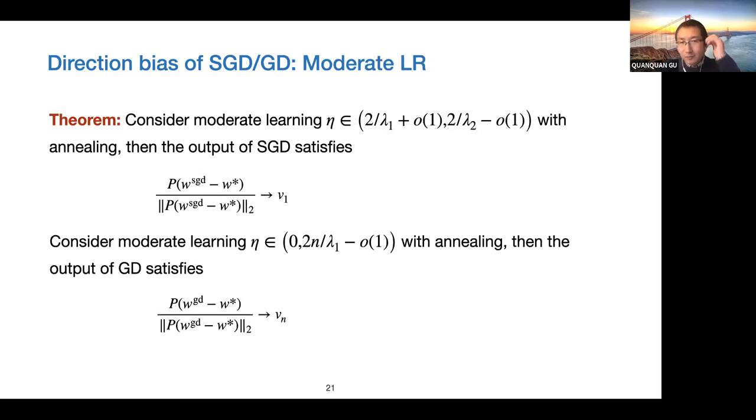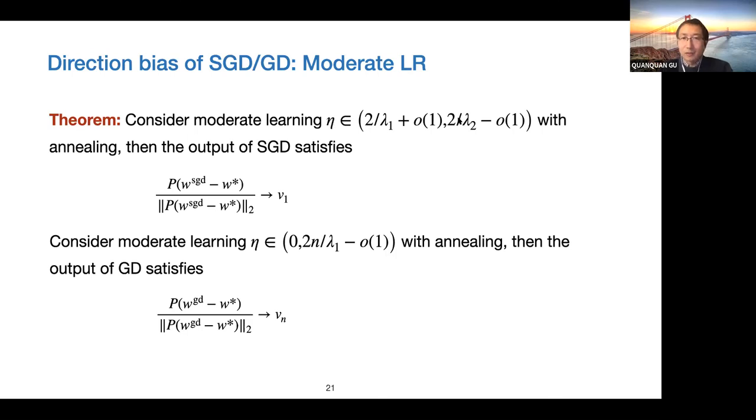And the next result is even more interesting. So in the moderate learning rate regime, for stochastic gradient descent, if eta is between, for example, 2 divided by lambda 1 and 2 divided by lambda 2. Remember that lambda 1 is the length of the first training data point, and lambda 2 is the length of the second training data point, but we sort the training data points in terms of the length in a descending order. So this is a valid interval.